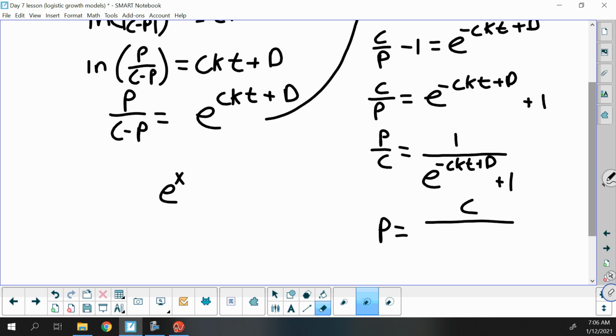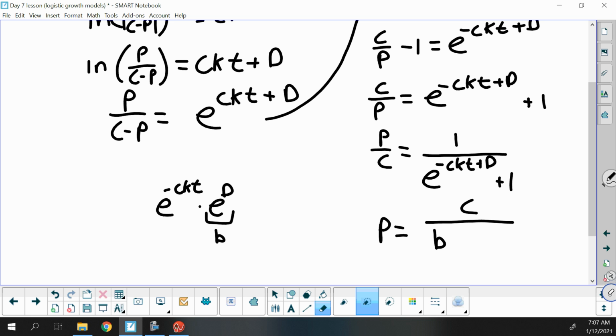If you have e to the x plus 2, that's the same as saying e to the x times e to the second, because when you multiply things, you add the exponents. So if we have e to the minus ckt plus d, that's the same as saying e to the minus ckt times e to the d. Well, e to the d is just some other constant, so we can just pick a letter to represent that. The one you often see is little b. So we're going to rewrite that e to the minus ckt plus d as just little b times e to the minus ckt, and then plus 1 on the end.